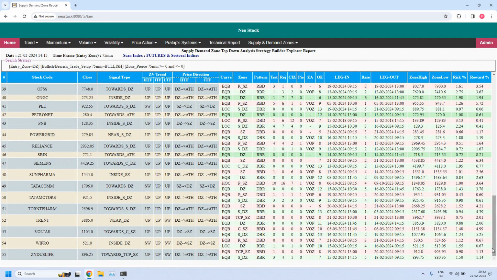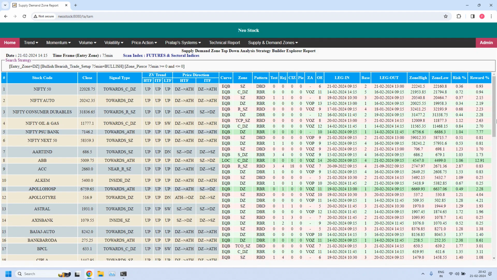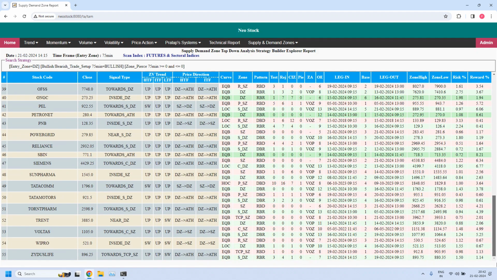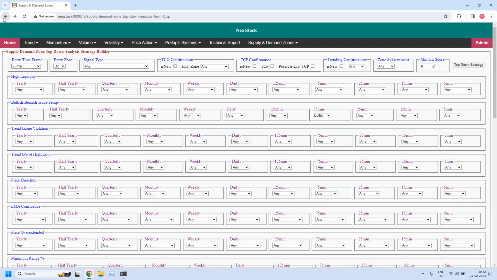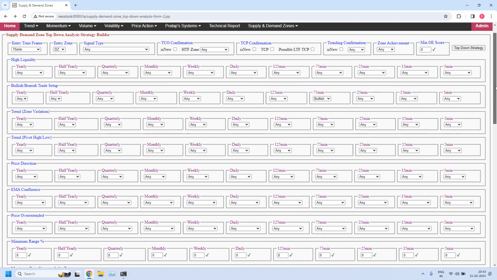Because the list is very big, we have to filter the stocks, and we will check the stocks having a percentage. All these days we've been looking for 3%, minimum 3%. Now let me change it to minimum 2% reward. That means between demand and supply zones, a minimum 2% reward should be there. So for that we are using minimum range. For 75 minutes time frame, I am selecting the value 2.